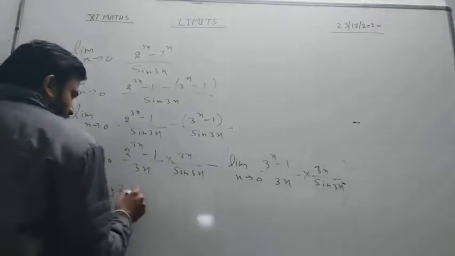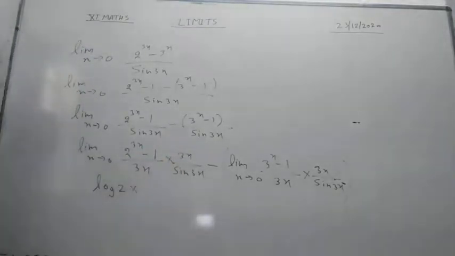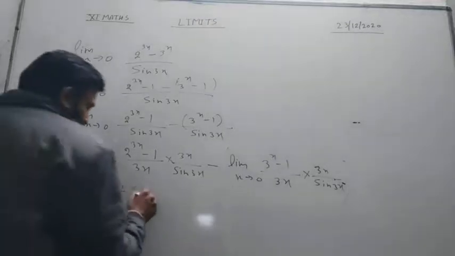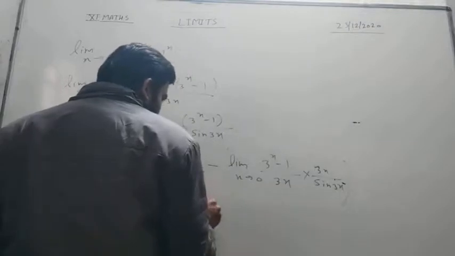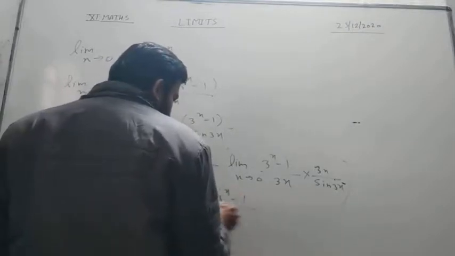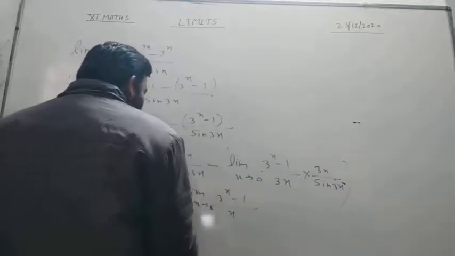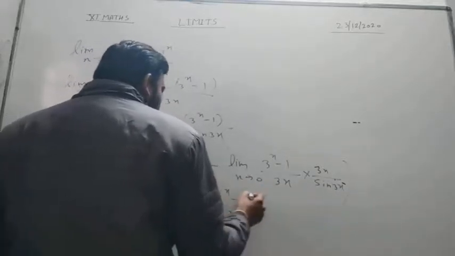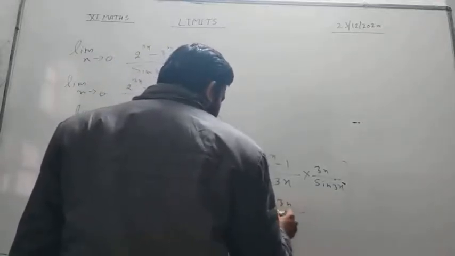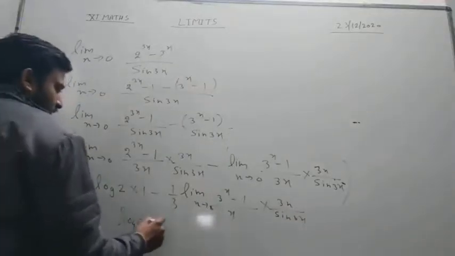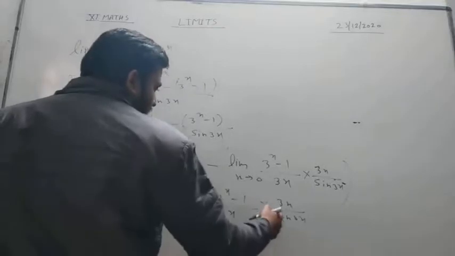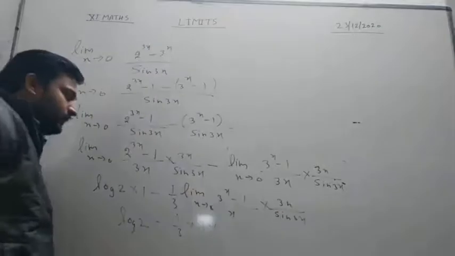Log 2 into, and this term will be equal to 1. Okay, so we will write 1 by 3 into 1, and this term will be what? We write limit x tends to 0, 3x by sin 3x. This is log 2, and this is 1 by 3 into 1, and this term will also be 1 when we take the limit with this.